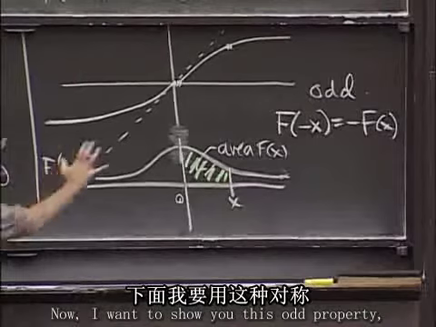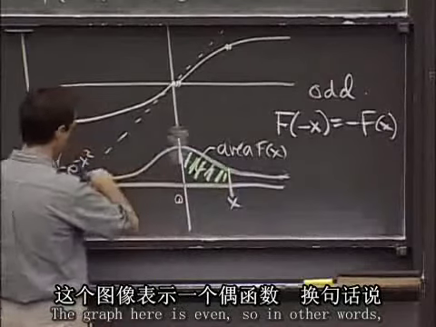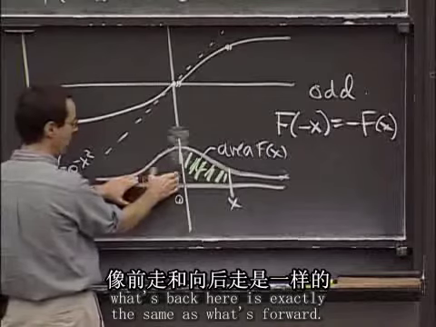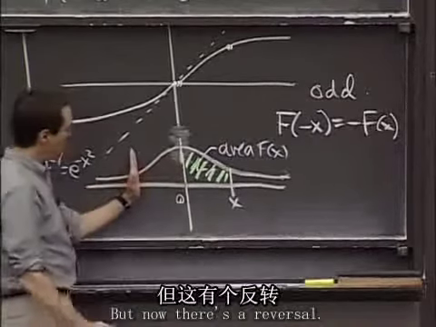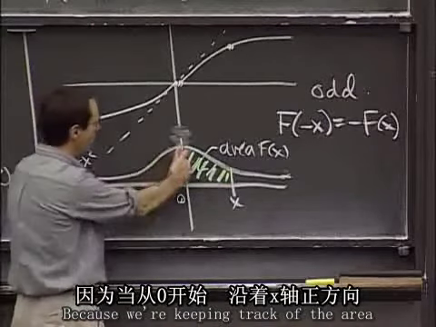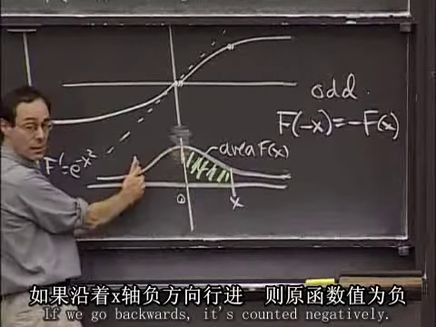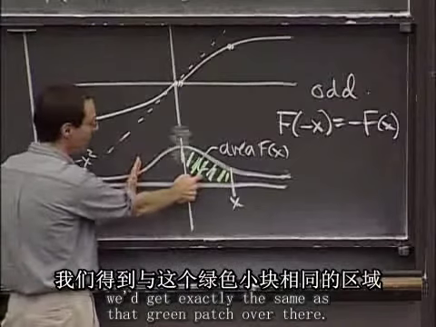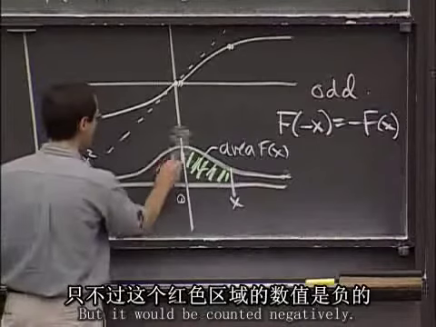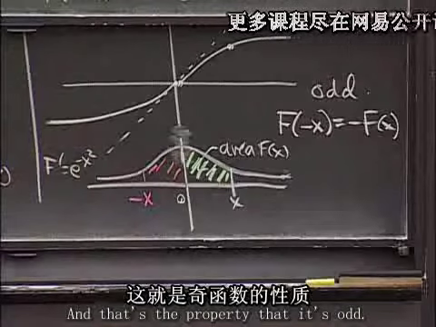Now, I want to show you this odd property by using this symmetry. The graph here is even, so in other words, what's back here is exactly the same as what's forward. But now there's a reversal because we're keeping track of the area starting from 0 going forward. That's positive. If we go backwards, it's counted negatively. So if we went backwards to minus x, we'd get exactly the same as that green patch over there. We'd get a red patch over here, but it would be counted negatively. All right, and that's the property that it's odd.